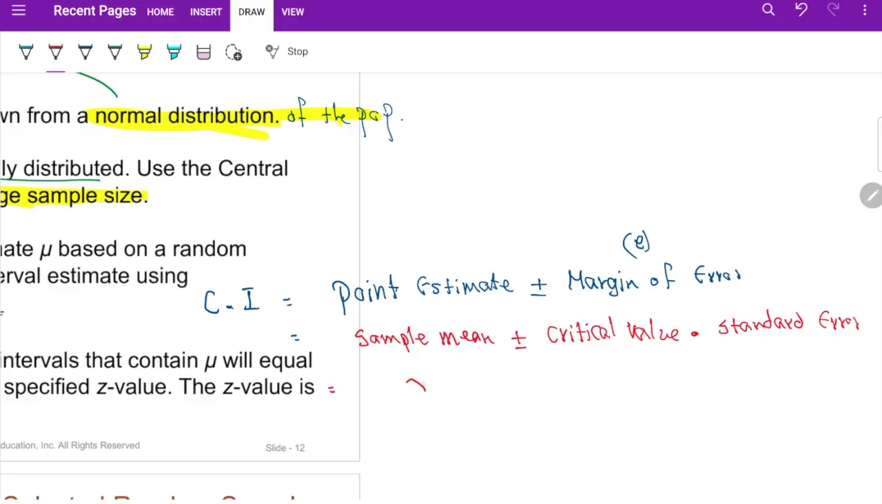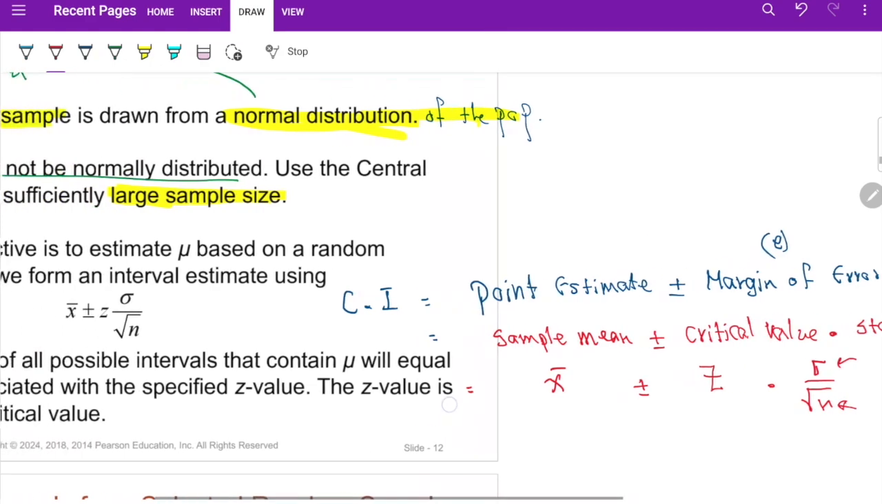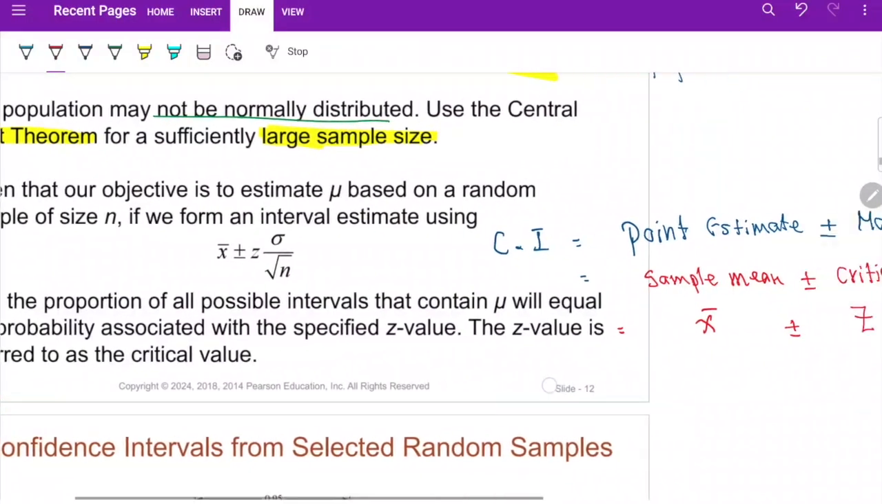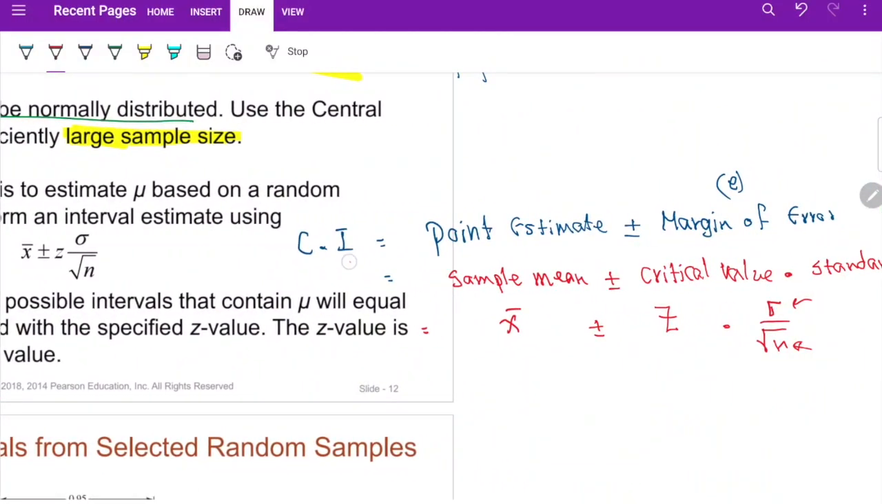What is the sample mean? It's x bar. What is the critical value? It's the z value, times the standard error, which is sigma divided by square root of n. What is sigma? It's the population standard deviation. What is little n? It's the sample size. So this is going to be my confidence interval, right?